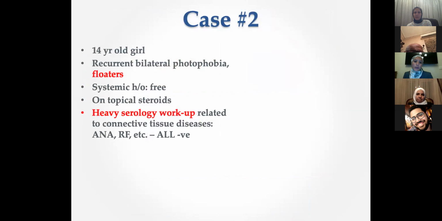Case number 2 is a 14-year-old girl that presented to me with recurrent bilateral photophobia and floaters. Her systemic history was free. She was already on topical steroids when she came. Someone ordered a heavy serology workup related to all sorts of connective tissue diseases, including rheumatoid arthritis, systemic lupus, and even Sjogren disease, and all of the serology workup was negative.